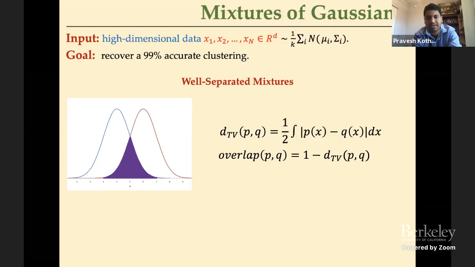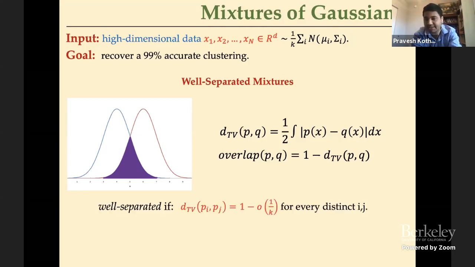Okay, good. With that definition, I can now state my precise notion of what it means for pairs of Gaussians to be well separated in total variation distance. I say that they are well separated if the TV distance between them is at least one minus something that is much tinier than one over K. In other words, the overlap between every pair of Gaussians is at most some very tiny constant times one over K.